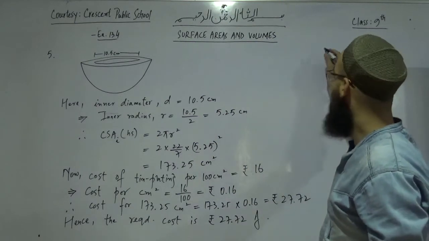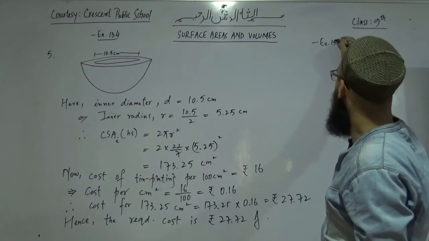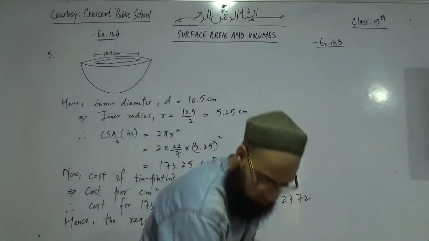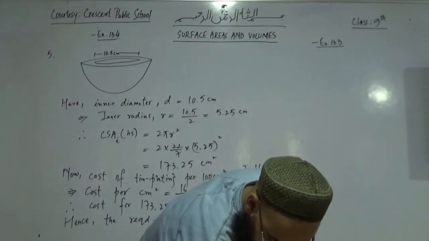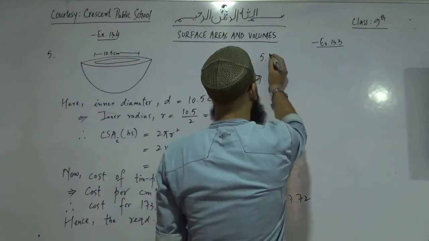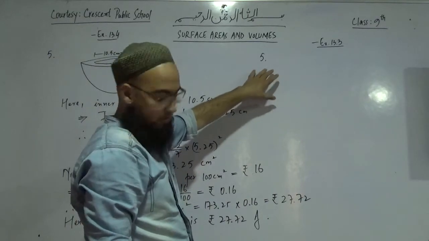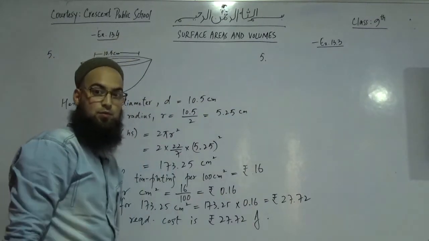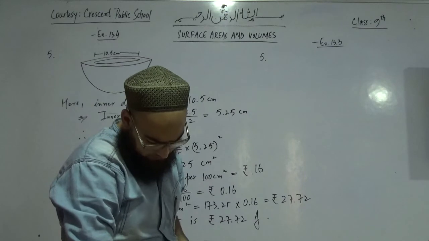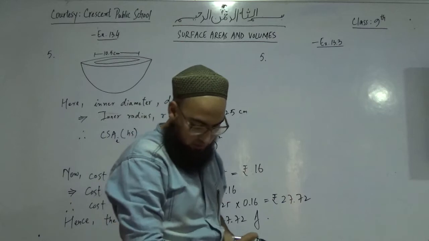Let me show you one thing from exercise 13.3. Question number 5. Yes, question number 5 of exercise 13.3. There has been some problem for this question. What length of tarpaulin 3 meter wide will be required to make a conical tent?